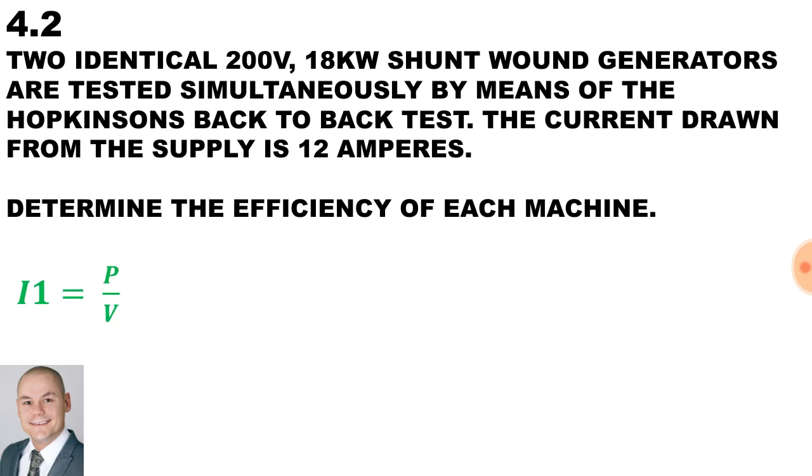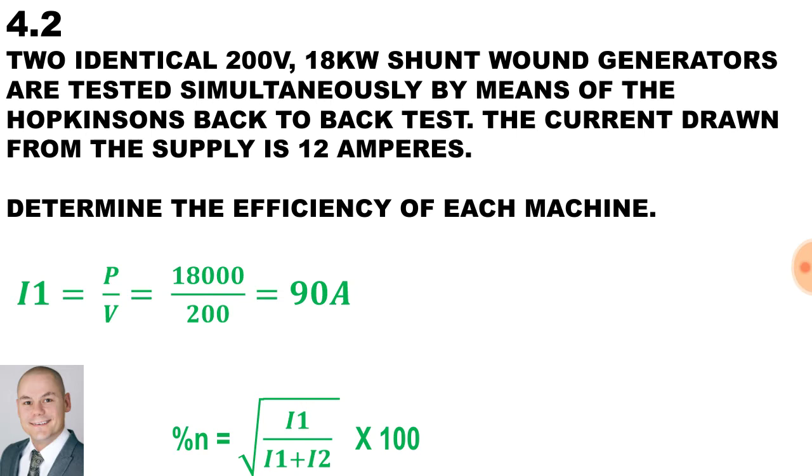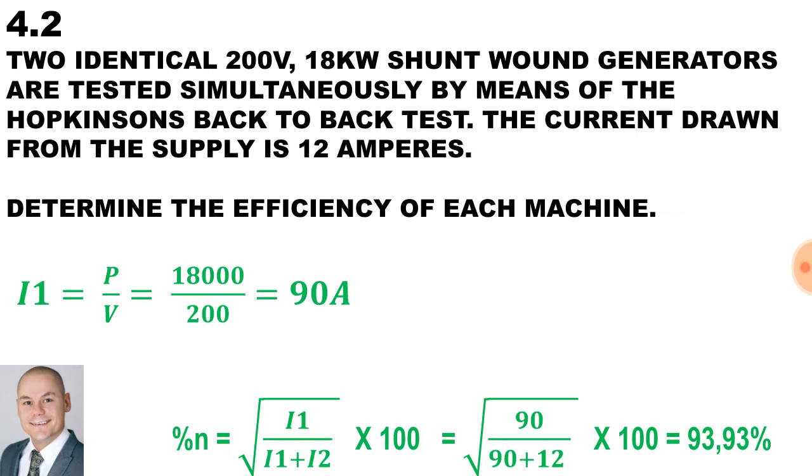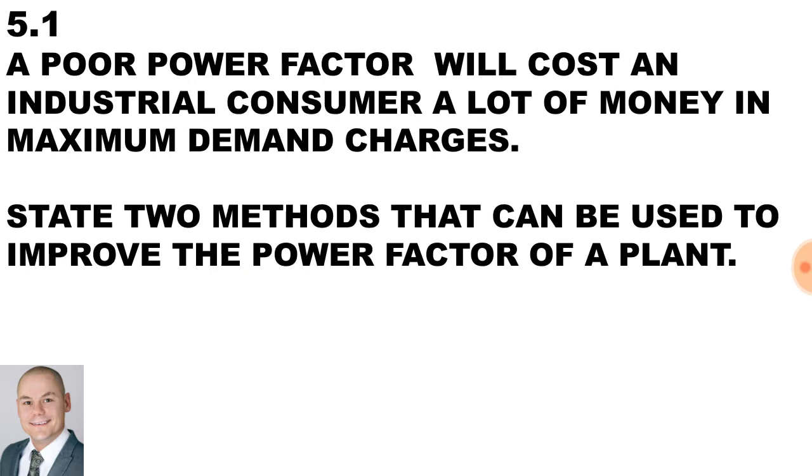Now, to determine the efficiency using the Hopkinson's method, it is important to note that I2 is taken from the mains. To calculate I1, it is the power divided by the voltage. The power is 18,000 watts and the voltage is 200. Therefore, I1 is 90 amps. To calculate the efficiency, it's the square root of I1 divided by I1 plus I2. I1 is 90 amps and I2 is 12 amps, and that gives us an efficiency of 93.93%.